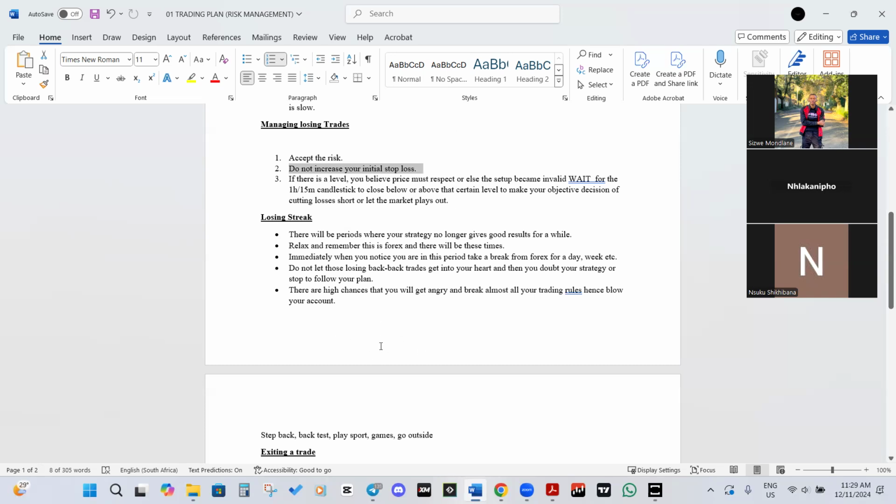Now your stop loss is somewhere here, lower here. Price is coming towards your stop loss. Do not think that the market is going to reverse here instead of where I put it, and then you increase it and put it down. Once you put it here, now let the market hit you.